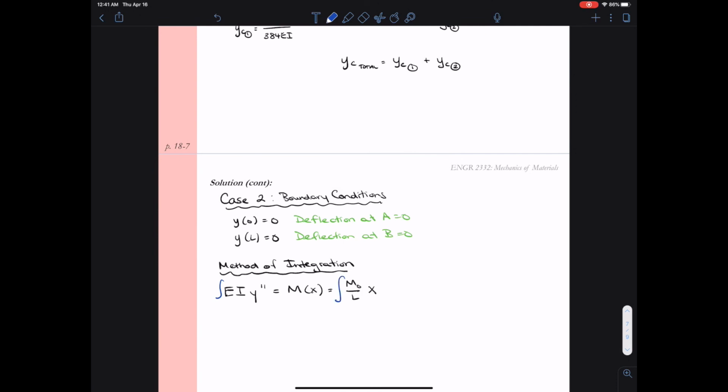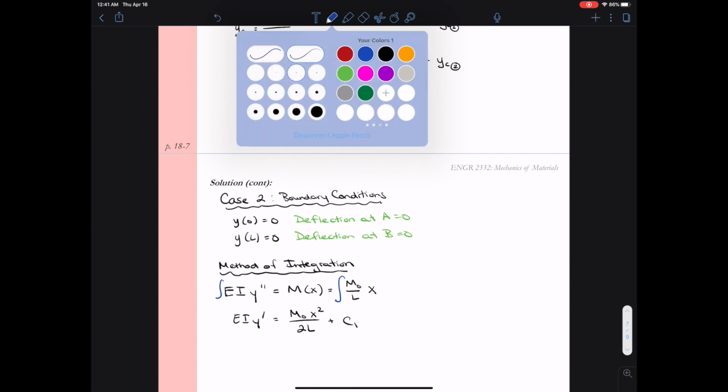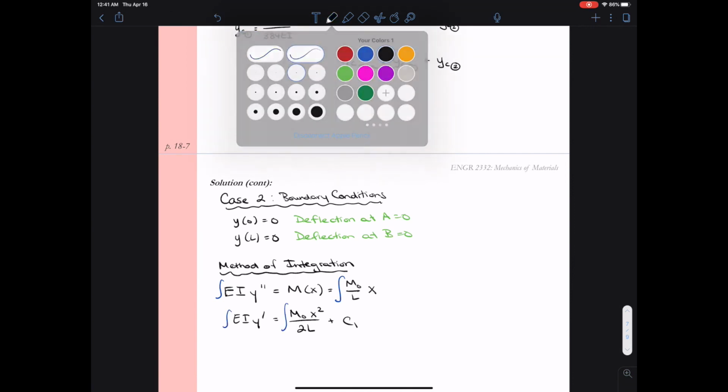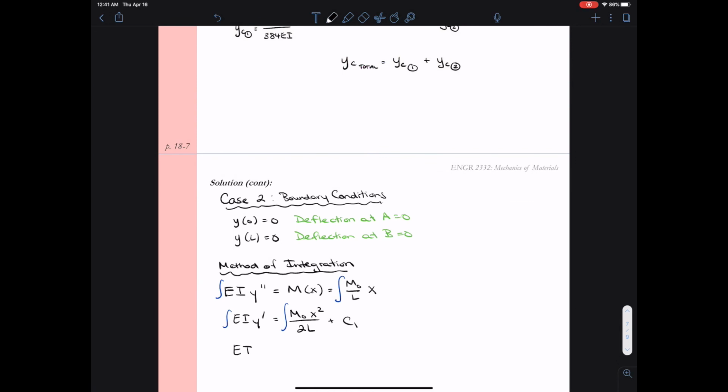Next step is to integrate. So I integrate both sides. That will leave me with EIY prime on the left-hand side, and then M0 x squared over 2L on the right-hand side, plus my constant of integration C1. Again, I don't have any slope conditions, so I can't solve for this constant yet. So I'm going to keep the constant around. Integrating both gives us EIY equals M0 x cubed over 6L plus C1x plus C2.